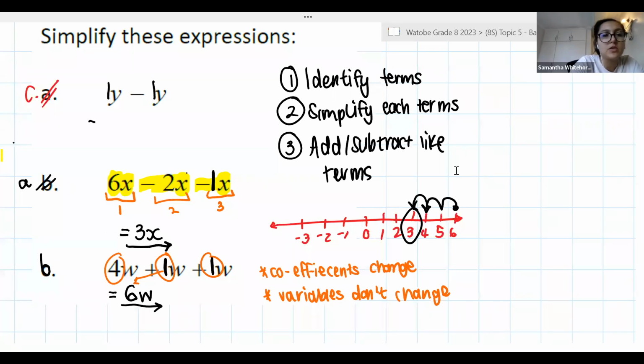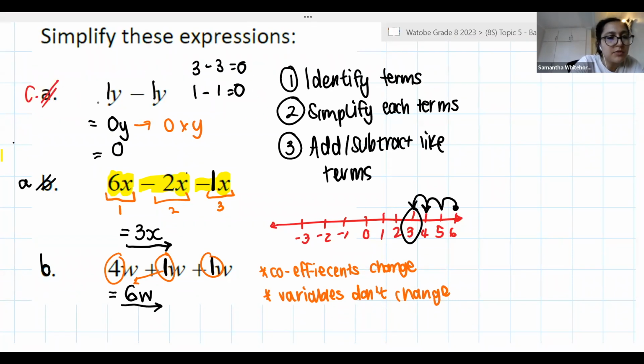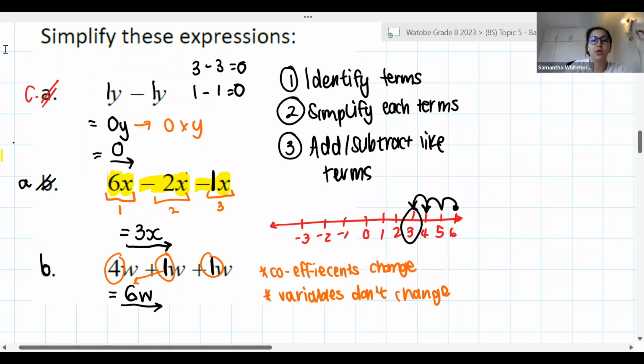So guys, 1 minus 1 we know is 0. Whenever we subtract something from itself, we get 0. And so, yes, we have 0y. But what I want you to think about is the fact that this actually means 0 times y. But anything times 0 is 0. So actually, our final simplified answer here is just 0. If we have 0 and then a variable, we don't have to write the variable because anything times 0 is 0. And so we can just leave our answer as 0.